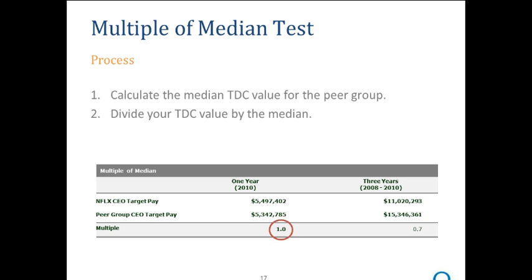And again, I'll note that this is something we can help simulate, because while calculating a median TDC and dividing your TDC by that number is not going to be a challenge, the challenge is simply acquiring that data.